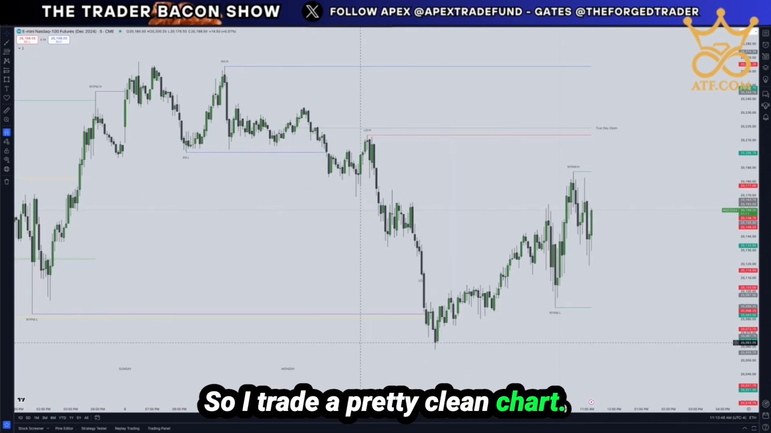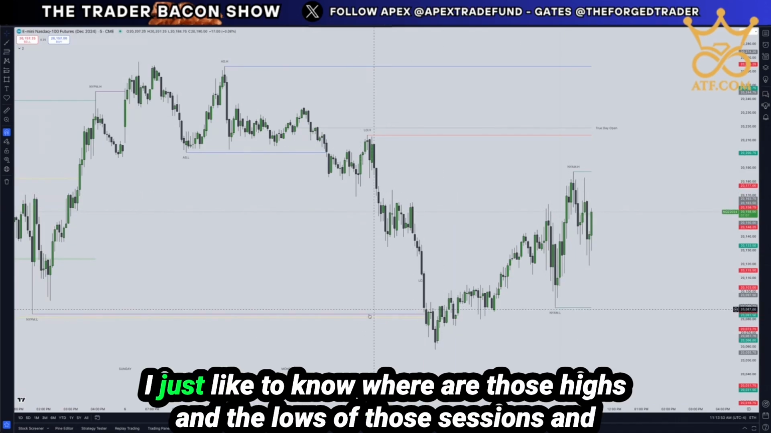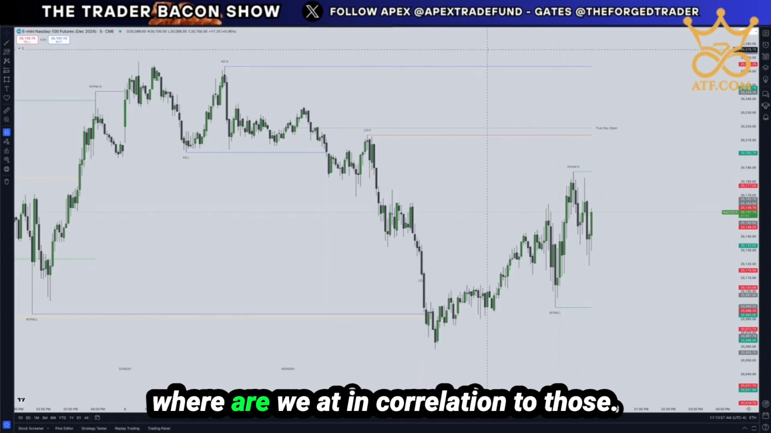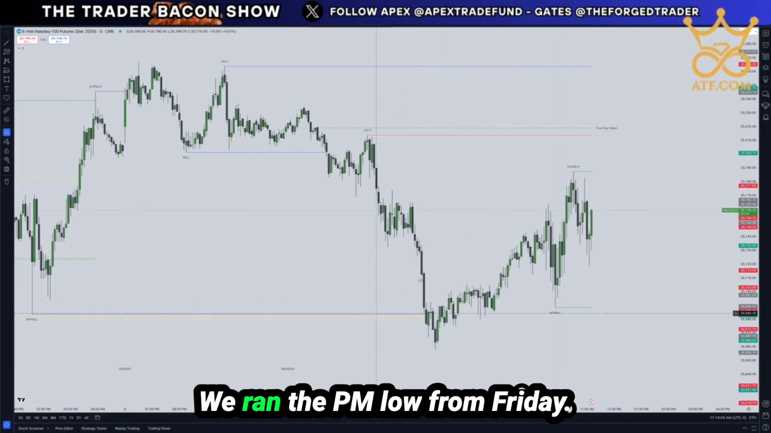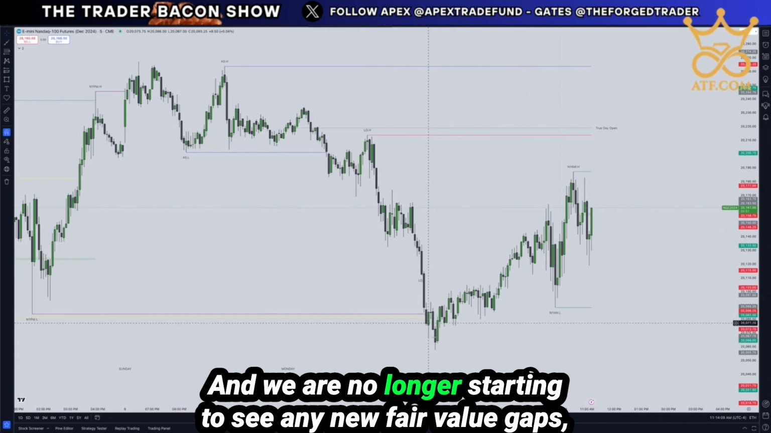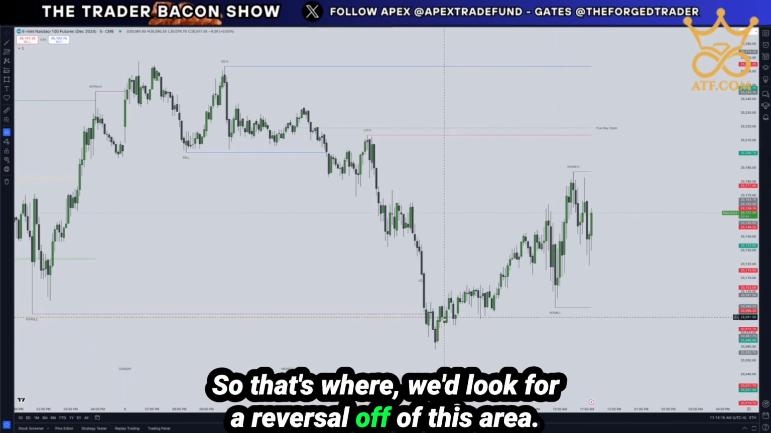So I trade a pretty clean chart. I just have a few indicators on here. I don't do a ton of annotations. I just like to know where are those highs and the lows of those sessions and where are we at in correlation to those. So a trade that I would have liked to have seen last night is here we ran the PM low from Friday, and we are no longer starting to see any new fair value gaps, any order flow beyond it. So that's where we'd look for a reversal off of this area.